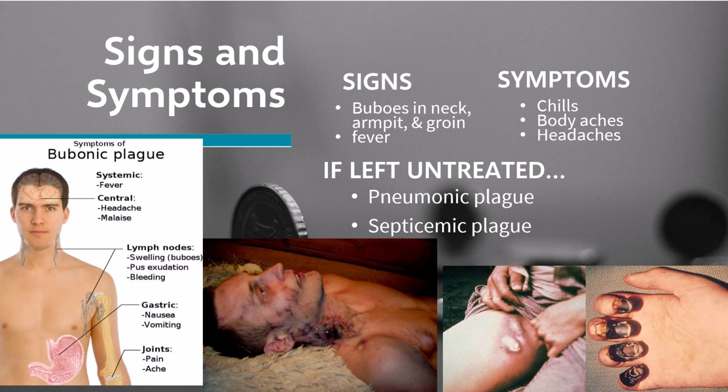Also, if you don't treat this, it can make its way into your bloodstream. When it makes its way into your bloodstream, it's known as the septicemic plague. This is when you'll get the gangrene in areas, and they'll turn black, as you can see these areas that are turning black. So they've reached the septicemic plague. Actually, the septicemic plague can come secondary or primary to the bubonic plague.